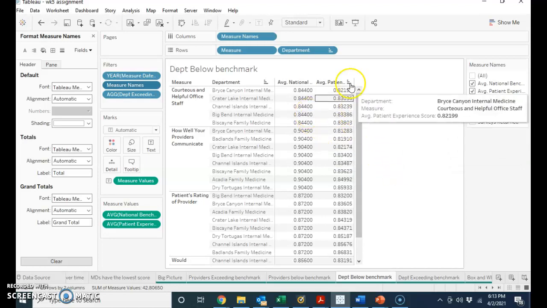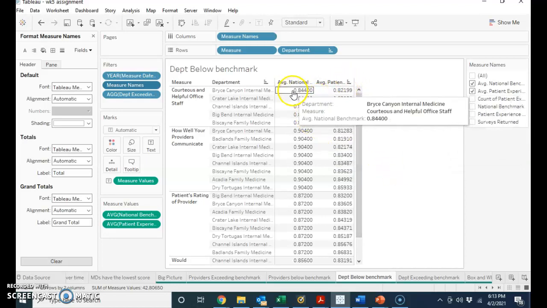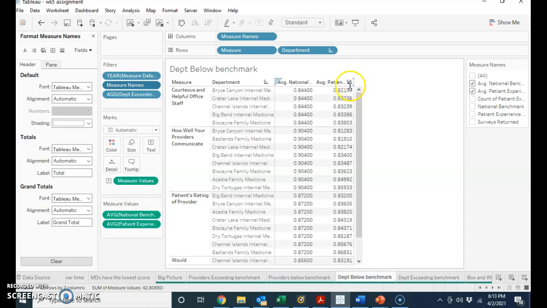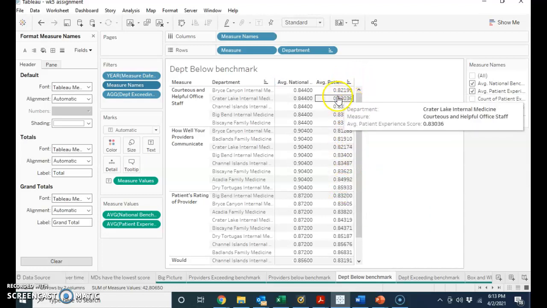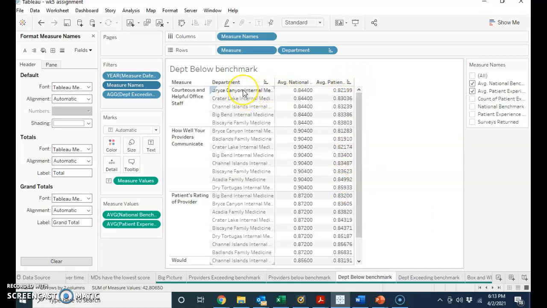So you can see here, this time we're sorting by ascending values so that we can see this is the department that really needs the most help in the courteous and helpful staff area. And then this department, even though they're below, they're not that far below, so still doing pretty well. So really they can focus their resources in these departments that are falling way below.